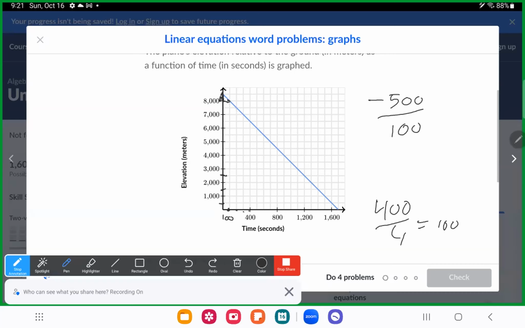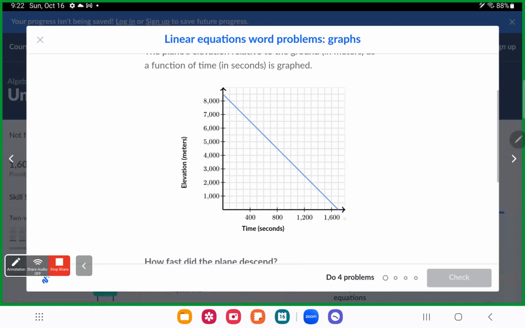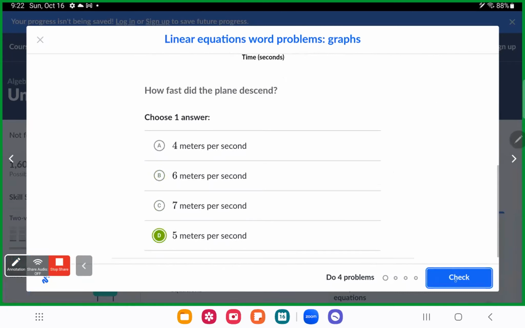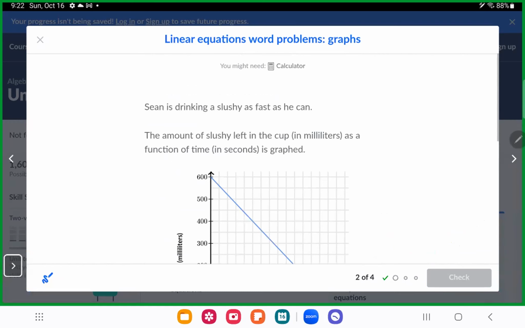This graph's slope in terms of the boxes is down 1 over 1. So then we just need to know what the intervals are. The interval on the y-axis is 500, so we're going down 500. And the interval on the x-axis is 100, so we're going over 100. Then we can simplify: cross out, and we get -5 over 1, or just -5. So the slope is descending at 5 meters per second.